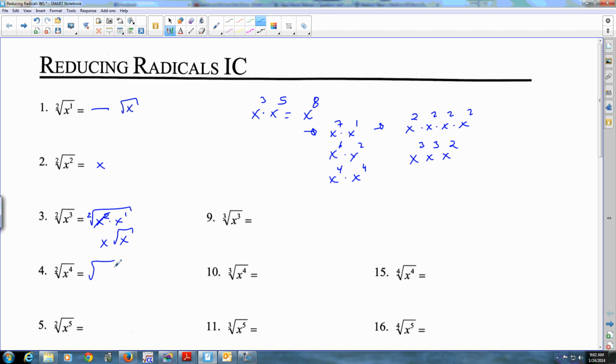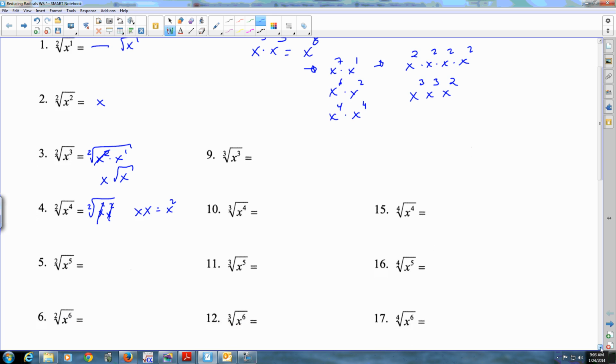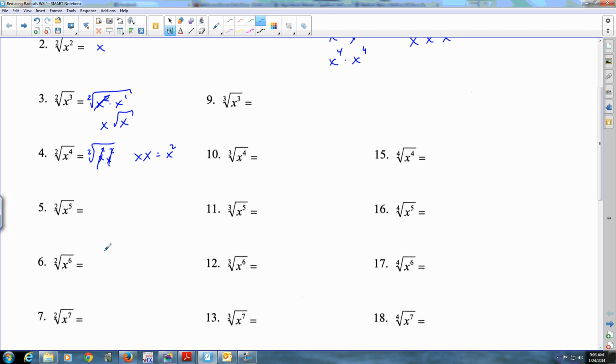This one, if it helps you to think of it as x squared times x squared, both the powers match, so this one pops out as x, and this one also pops out as x, so your answer is x squared. Now, after a while, writing it like this starts to be a bit of a drag, and I can show you a faster way to do it. This would be x squared, x to the 1st. They add up to 5. The root is 2. That's why I wrote it like this.